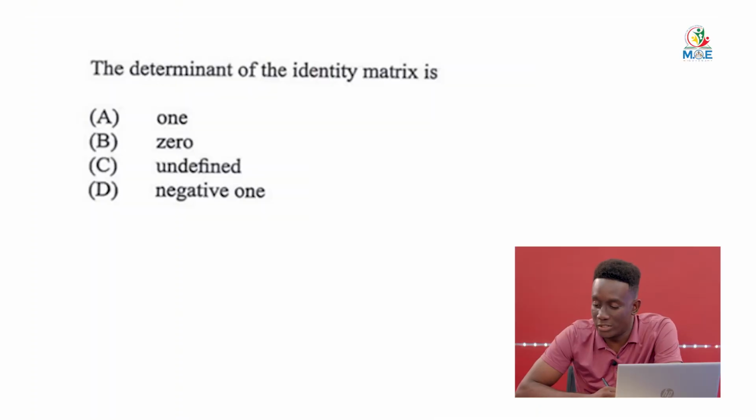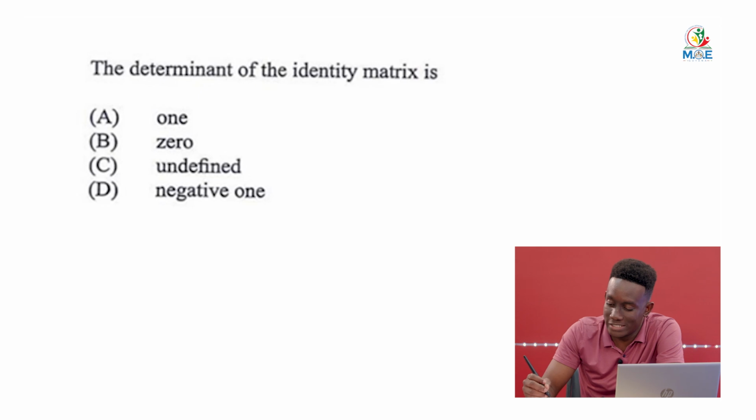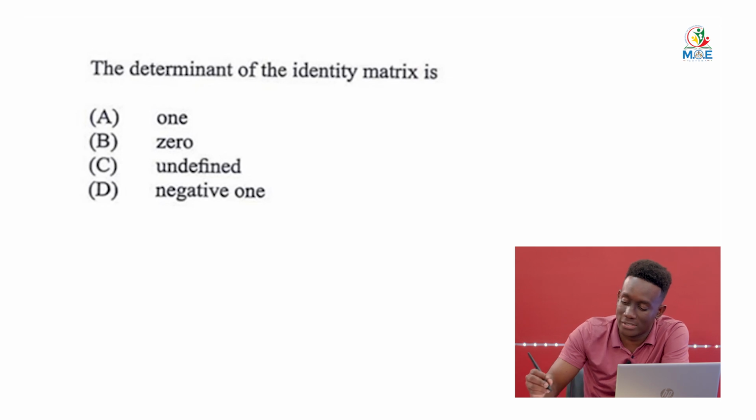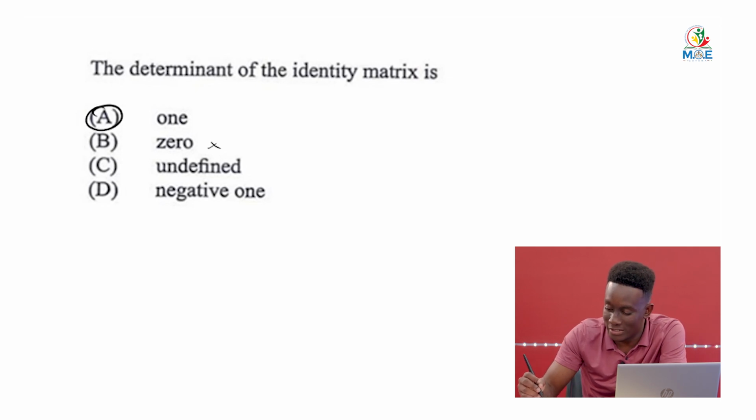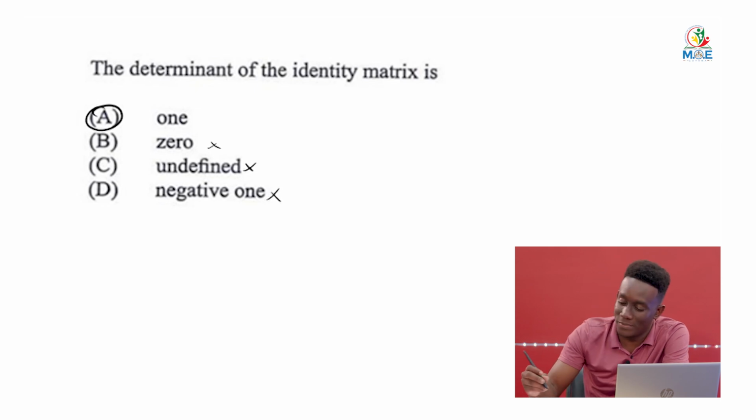So this question says the determinant of the identity matrix is, so this answer is very easy. The determinant of the identity matrix is simply 1. You know, it's definitely not 0, it's definitely not undefined, it's definitely not -1. The determinant of the identity matrix is 1.